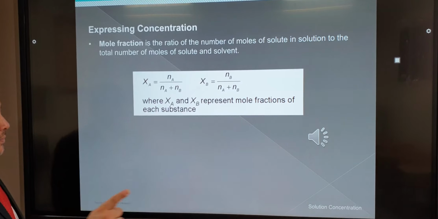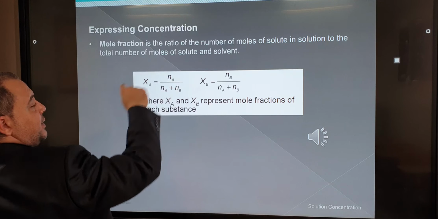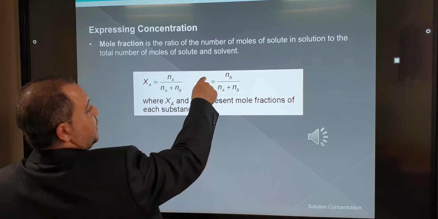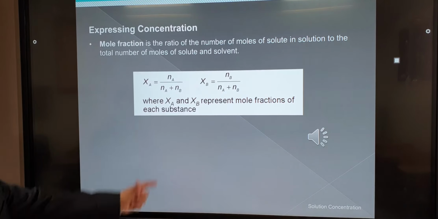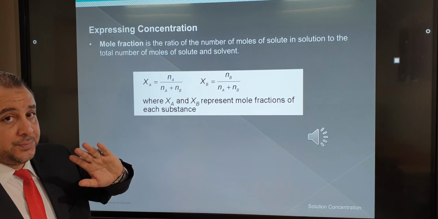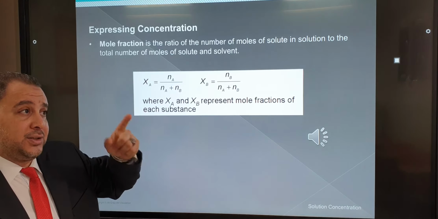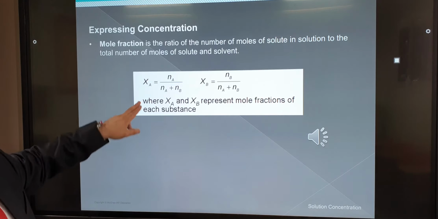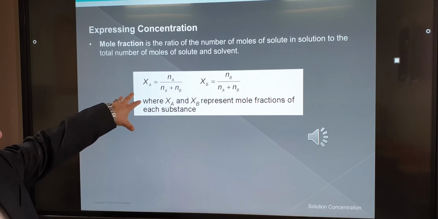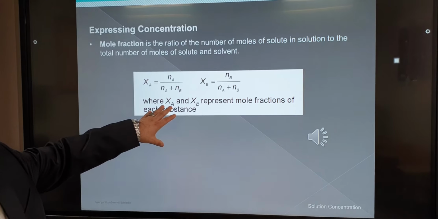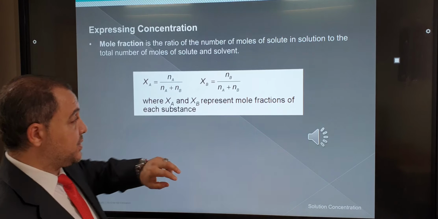So what's the difference? If it's XA, then Na is at the top. If it's XB, then Nb is at the top. But Na plus Nb is constant. So Na or Nb determines whether it is XA or XB. If XA, then Na over Na plus Nb. If XB, then Nb divided by Na plus Nb.